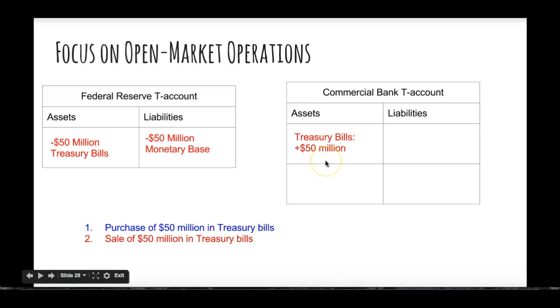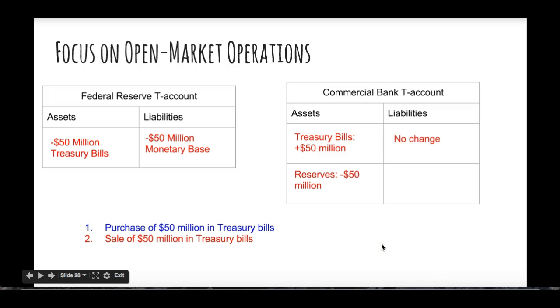The commercial bank, on the other hand, gets more treasury bills, but they have less reserves because they had to pay for them, right? So there's less treasury bills for the Federal Reserve, more for the commercial bank because that's where they get transferred over. In order to pay for them, the commercial bank is down 50 million, and the monetary base is down 50 million. And again, the liabilities don't change.